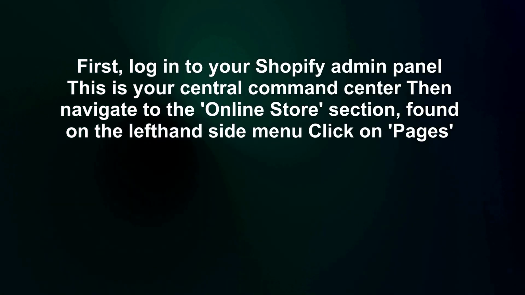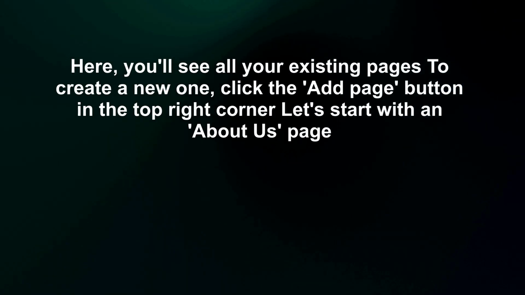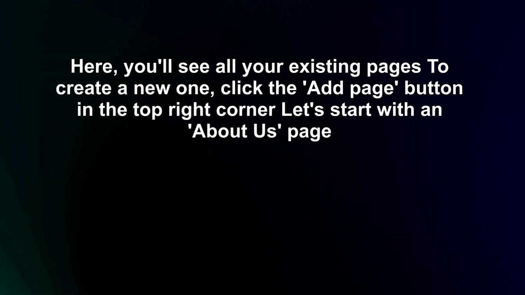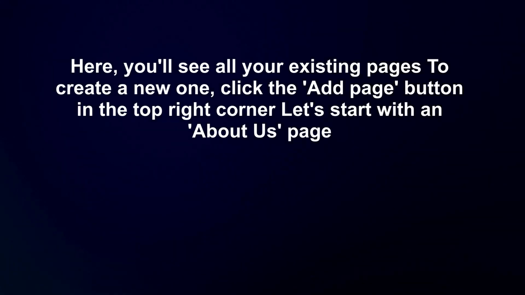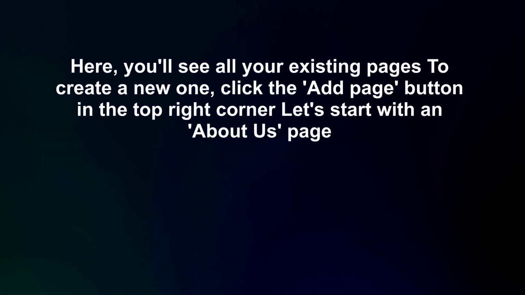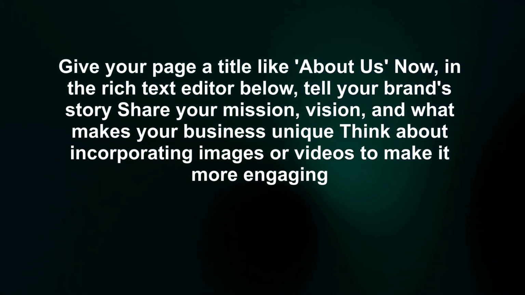Found on the left-hand side menu, click on Pages. Here, you'll see all your existing pages. To create a new one, click the Add Page button in the top right corner. Let's start with an About Us page. Give your page a title like About Us.